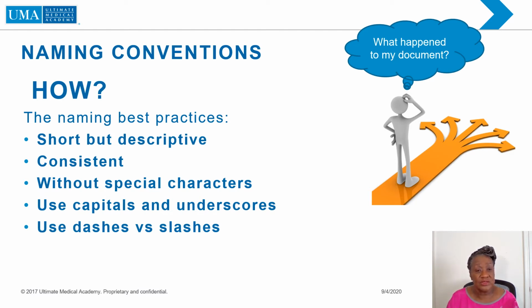You also want to save the document and name it without special characters. Like, you don't want to use asterisk or anything like that when you're naming your document. You do want to use capitals or underscores, and then you want to use dashes versus slashes when you're naming your document.